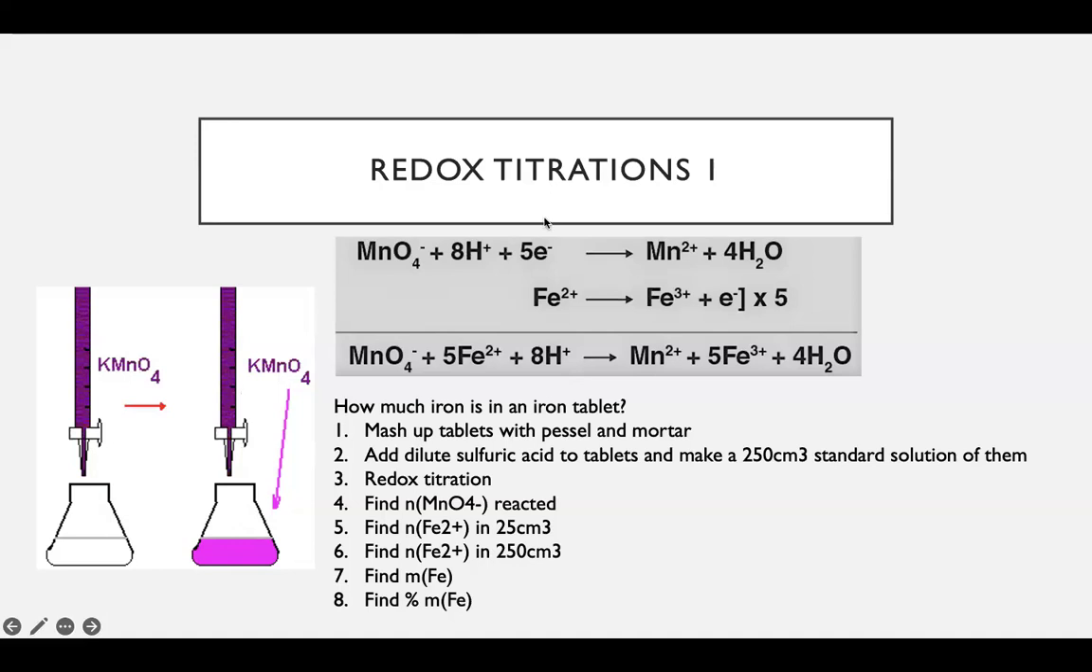Just to clarify about this ion, MnO4-, there are different names for it. I'm referring to it here as MnO4-. It's also called permanganate, and it's also called manganate 7. So there are just different ways to describe that.